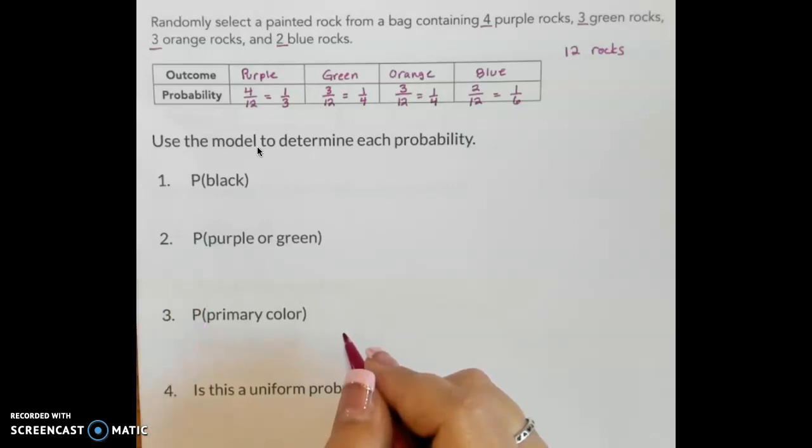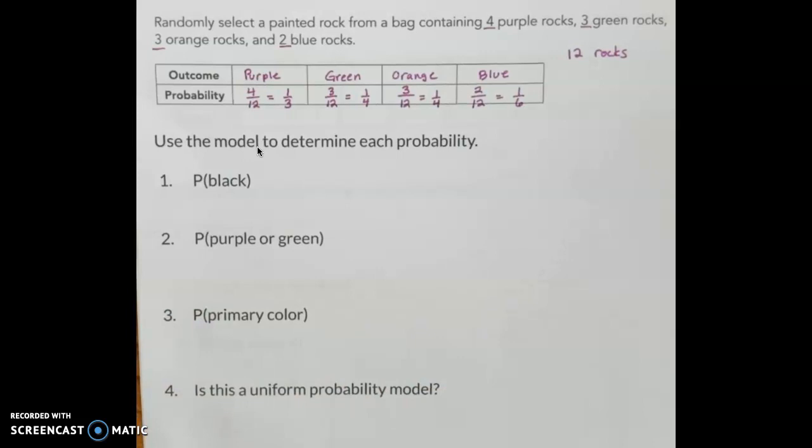So let's take a look at these sample problems. Number 1 says probability of choosing a black rock. Well, we don't have any black rocks in the bag, so what do you think the probability of selecting a black rock is?